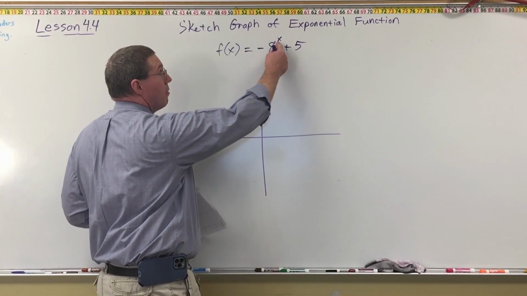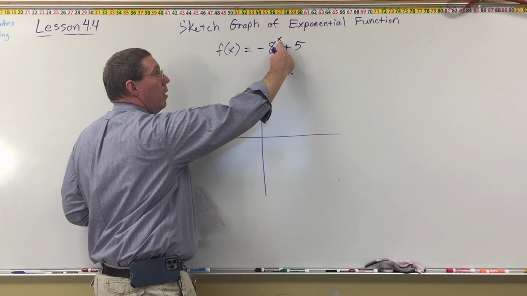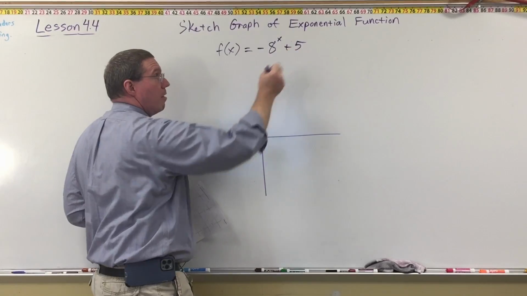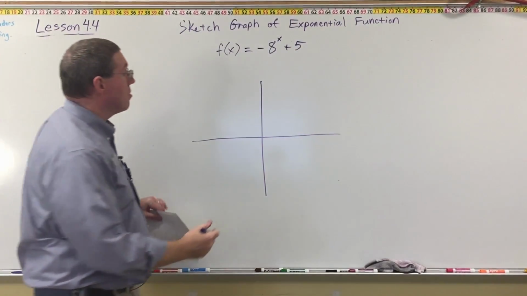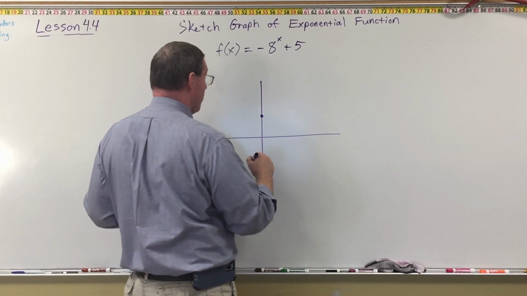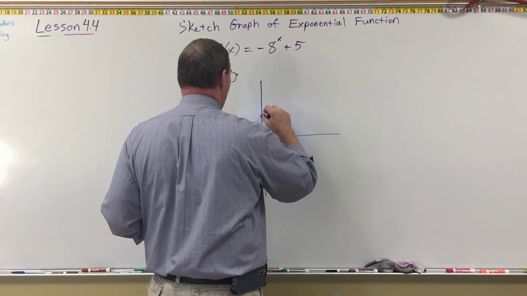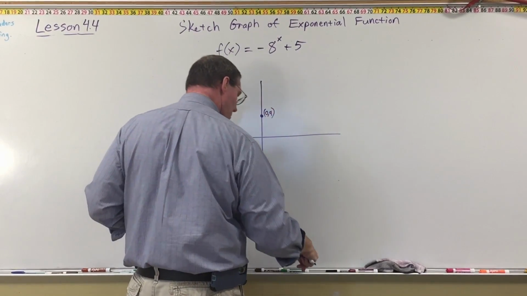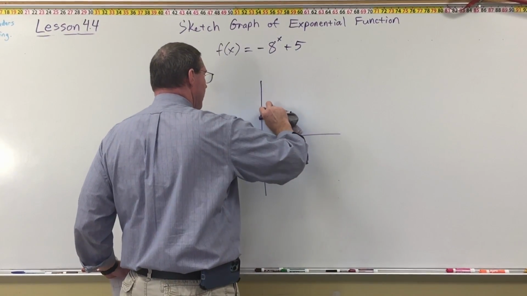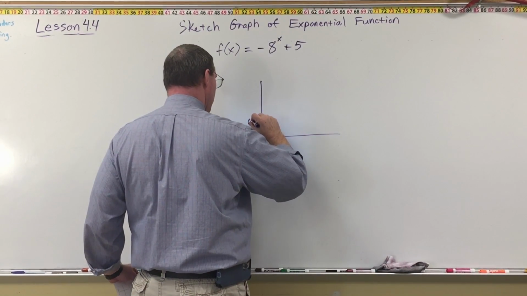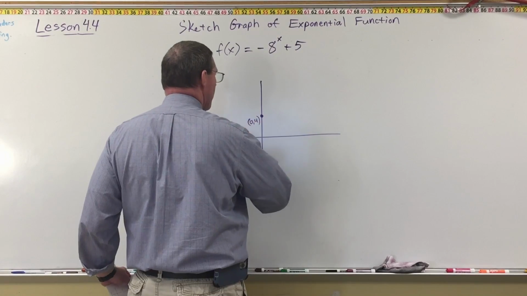So what am I supposed to do first? F of 0. So I put a 0 here. What's 8 to the 0? It's got a negative on it now, so it's negative 1. Negative 1 plus 5? 4. So 0, 4. Somewhere around here, let's say. We'll call that 0, 4. Actually, I don't think that's a good location for my label. I'm going to put the label over here. 0, 4. There we go.